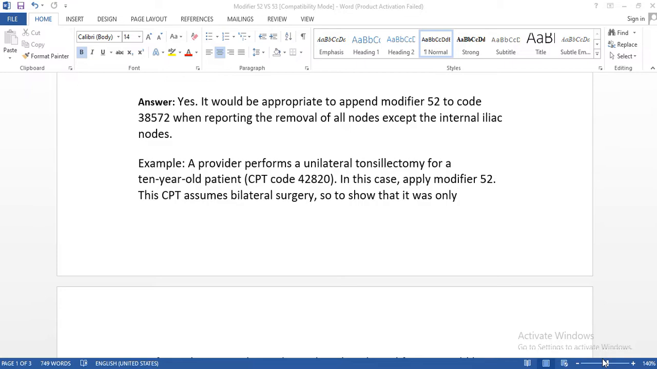It would be appropriate to append modifier 52 to code 38572 when reporting the removal of all nodes except the internal iliac nodes. Here the physician has not performed the procedure which is described by the code description, so we need to add the 52 modifier. We just need to compare the procedure with the description of the procedure so that we can understand whether the physician has completed the procedure or not.